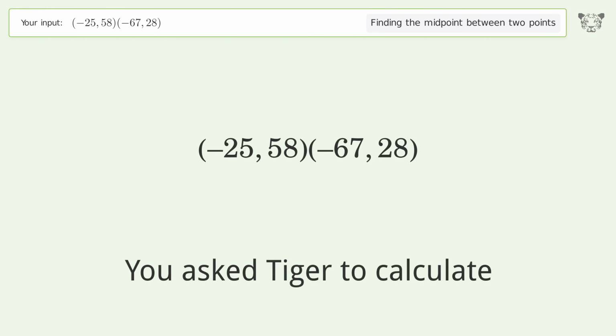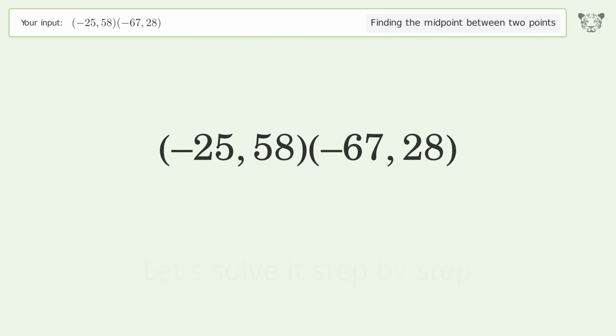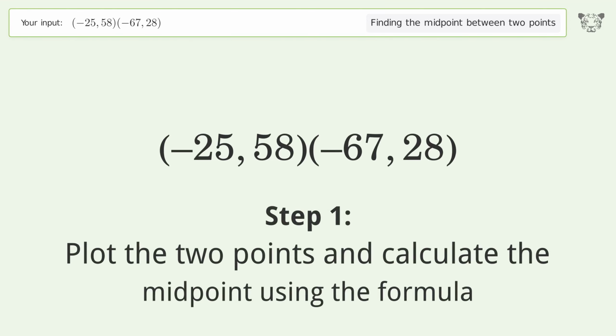You ask Tiger to calculate. This deals with finding the midpoint between 2 points. The midpoint between the 2 points is -46,43. Let's solve it step by step. Plot the 2 points and calculate the midpoint using the formula.